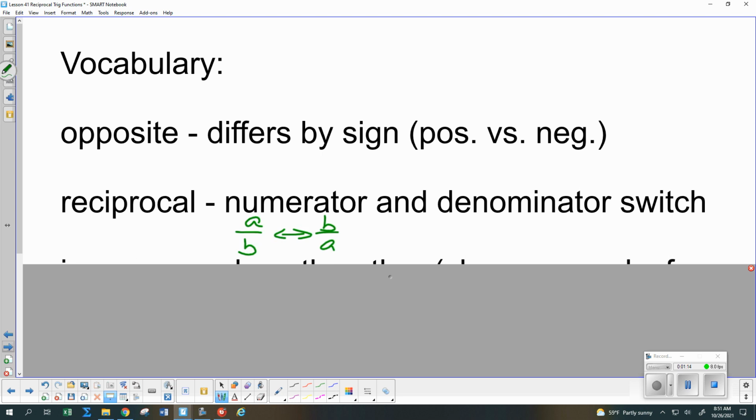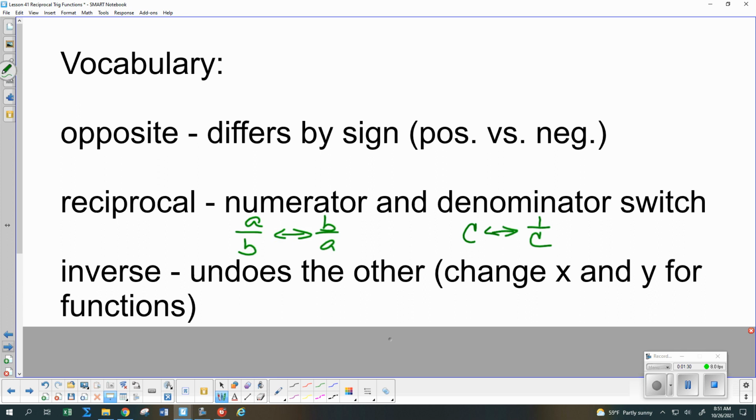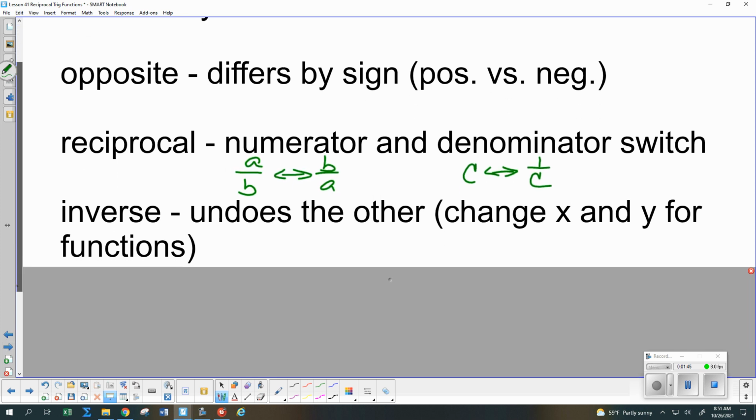Sometimes we also say that if we have one number, the reciprocal is 1 over that number, and that's especially the way we used it when we were graphing reciprocal functions. Inverses undo the other. If you start with x, do something, what will get you back to the x that you started with? And we've been doing that, taking the compositions both ways to see if it works out.